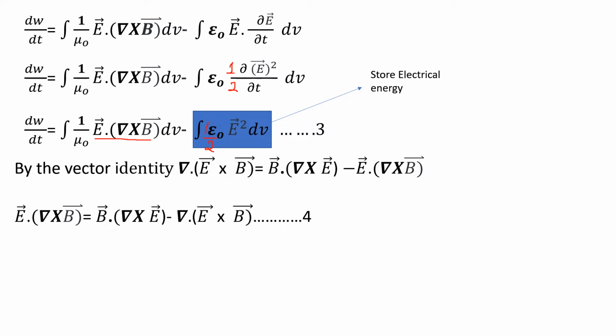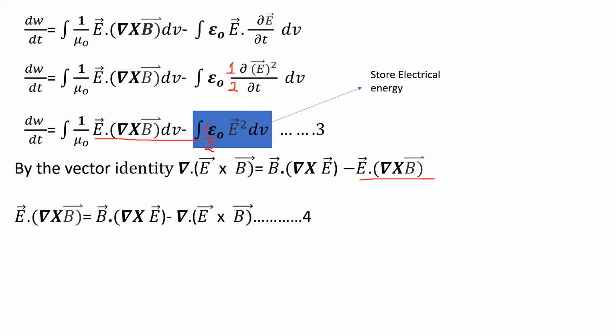Now I'm going to solve this term. For solving this term, I'm using a vector identity: del dot (E cross B) is equal to B dot (del cross E) minus E dot (del cross B). With the help of this identity, I take out the value of E dot (del cross B), because I need the value of this equation only.